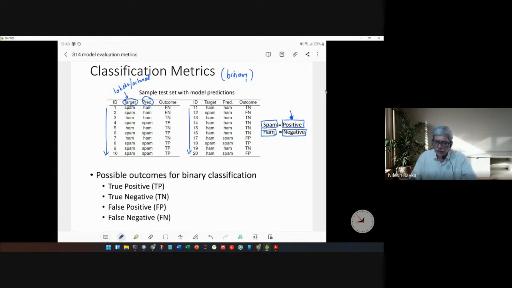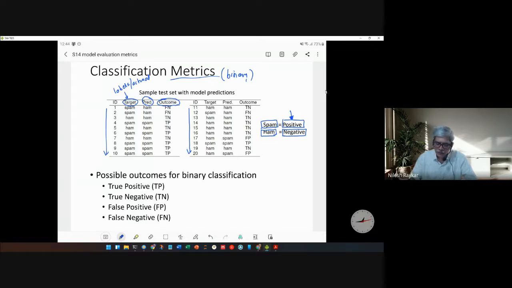Now, the metrics that we are going to discuss in the next slide are based on what is known as the outcome of your model, which is measured in terms of whether it is matching or not matching, and whether the prediction is related to the positive label or the negative label.